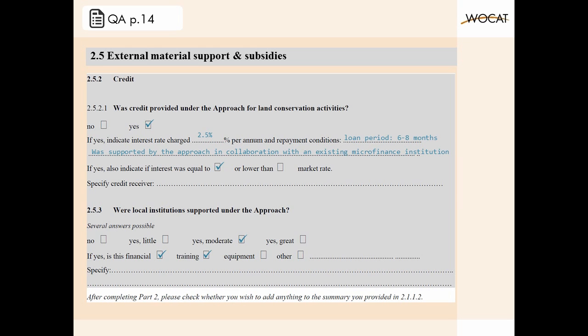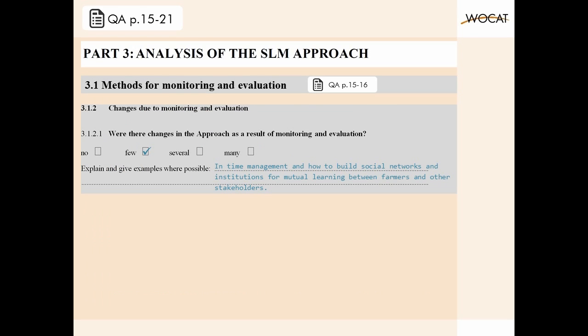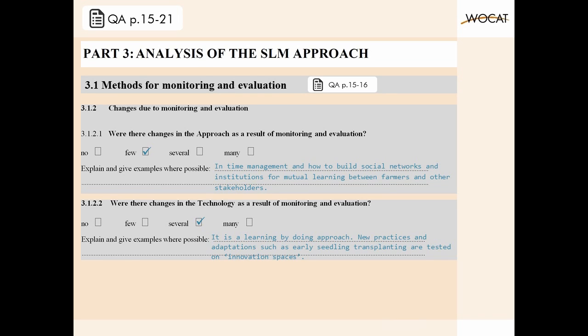The last two questions of Part 2 examine first if credit was provided and under what repayment conditions, and second if local institutions were supported under the approach, for example, by offering trainings or financial support. Part 3 is the analysis of the SLM approach. It starts with describing what aspects were monitored and if this monitoring and the evaluation of results had led to changes in the approach and/or in the technology.